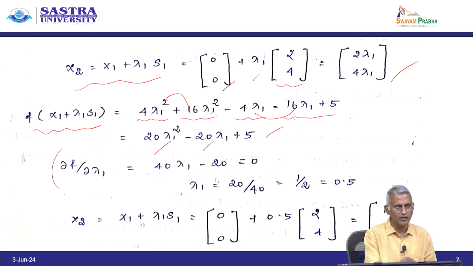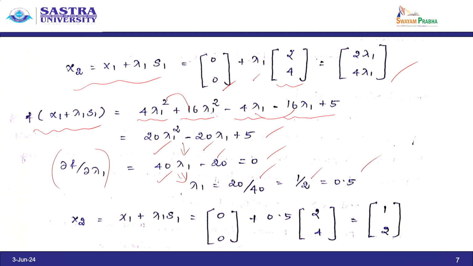Simplify, it becomes what? This becomes 20 lambda 1 square, and this adds minus 20 lambda 1 plus 5. Now, the rule is dou f by dou lambda 1 equal to 0. Therefore, partially with respect to lambda 1 of the above, 20 into 2 is 40 lambda 1, with respect to lambda 1 minus 20, and then with respect to lambda 1 of 5 is 0, therefore equal to 0. From this lambda 1 equal to 20 by 40, which is equal to 1 by 2, equal to 0.5.